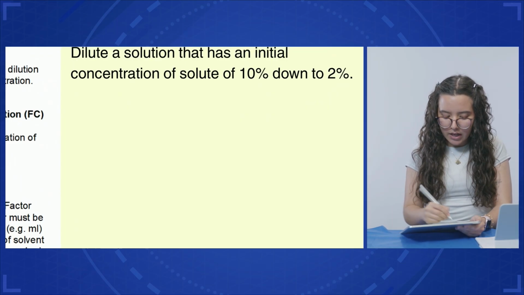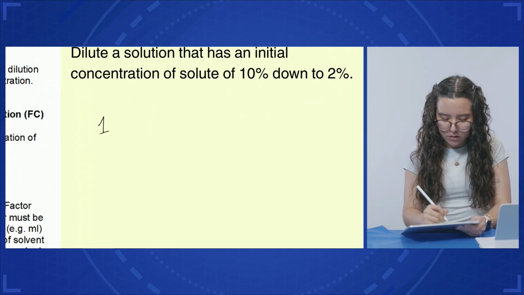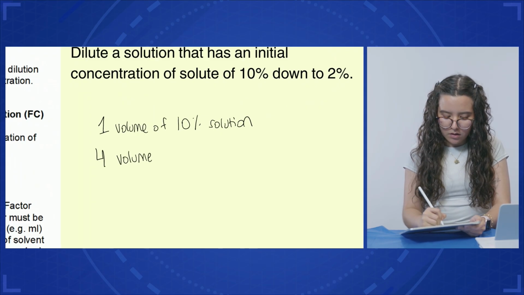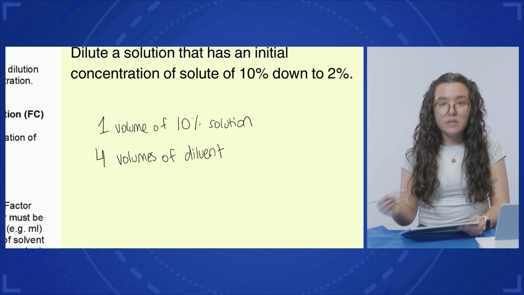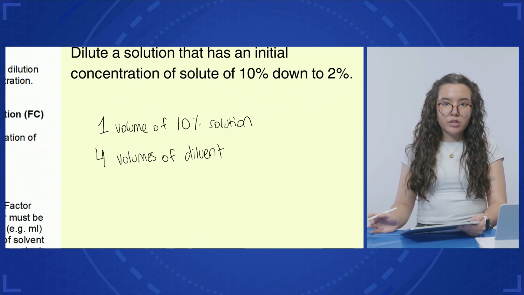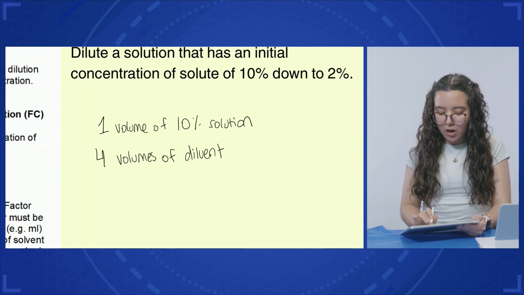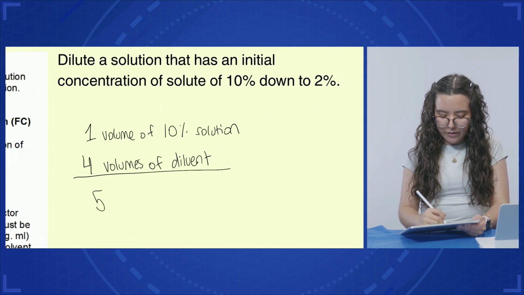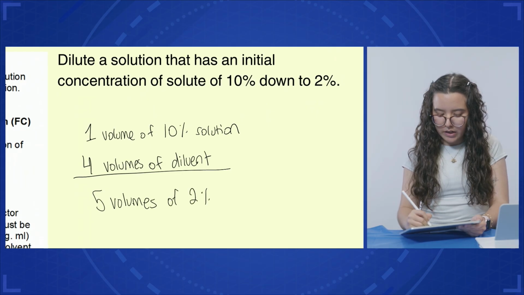So here we see if we're going from 10% to 2%, one way to do this is to take 1 volume of 10% solution, and then we have 4 volumes of our diluent. This is traditionally water, but of course it depends on the solution that you're making. So we're just going to be broad here and say diluent, and that gives you a total of 5 volumes of your 2% solution.